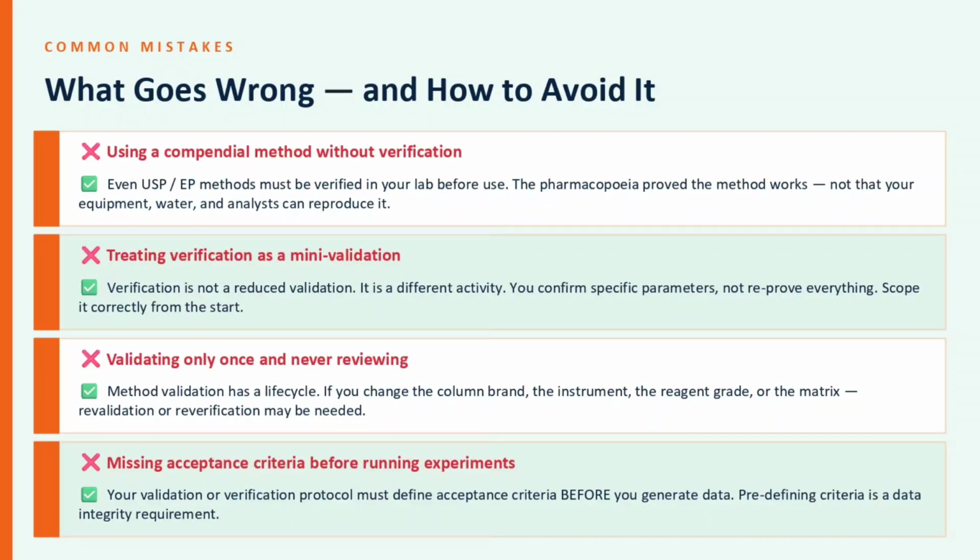And the fourth mistake is not defining acceptance criteria before running experiments. Your validation or verification protocol must state the acceptance criteria before any data is generated. Defining them after you have seen the results is a data integrity violation. Predefined criteria are a fundamental GMP requirement.